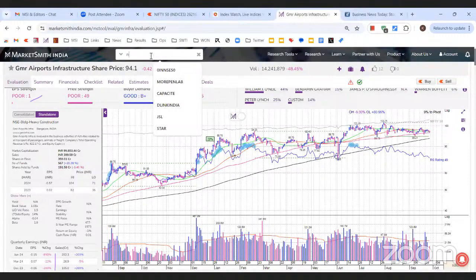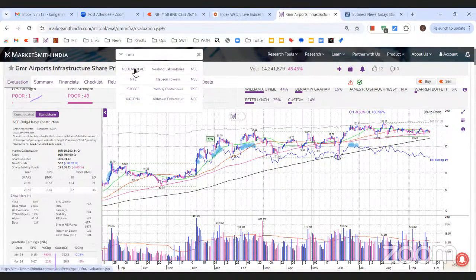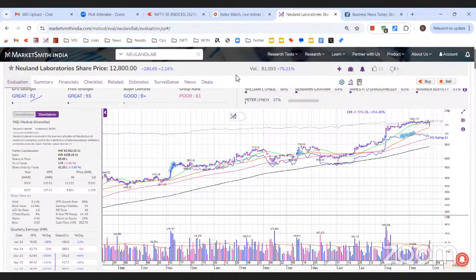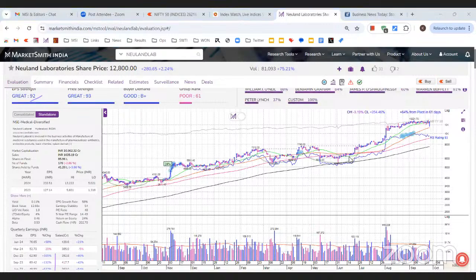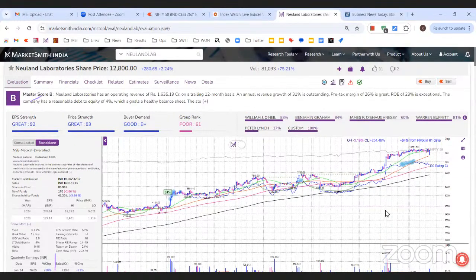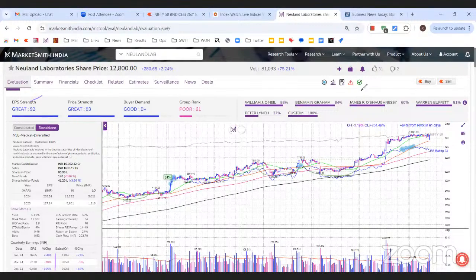I'll take Newland Labs and let's look into its chart, how it is placed, and see its price volume action. Currently, it is trading very extended from its pivot. A recent breakout happened in the month of July, and from there it has been a very good trajectory for the stock. It found very good momentum and rallied exceptionally well. In the last 1 month, it has been consolidating, and the price action has been very muted, and volume has also come down. It is trading very close to 12,000 levels.